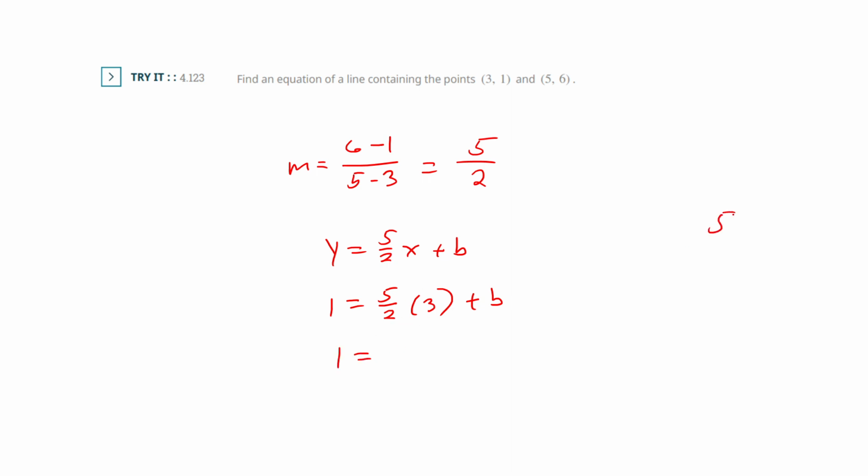Do you remember 5 over 2 times 3 over 1? Nothing reduces, so I'm going to get 15 over 2. Okay, this is a lesson in fractions. Now, I'm going to subtract 15 over 2. It's a fraction, but it's still just a number. I'm going to subtract that from both sides to find b. But how do you do that with 1? Well, to make 1 a fraction, I put it over 1. To subtract them, I need a common denominator, so I'm going to make it 2 over 2 minus 15 over 2.